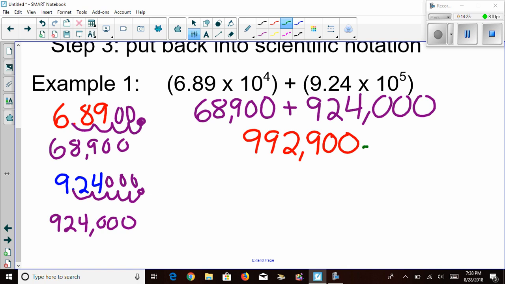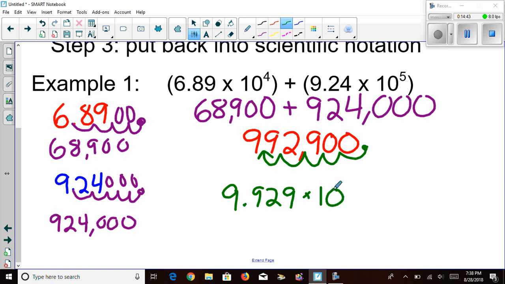First, let's move our decimal from the end. 1, 2, 3, 4, 5 spaces for 9.929 times 10. And we want to look, our number is 992,900. Well, since that number is greater than 1, our exponent is positive. So our exponent will be positive 5.